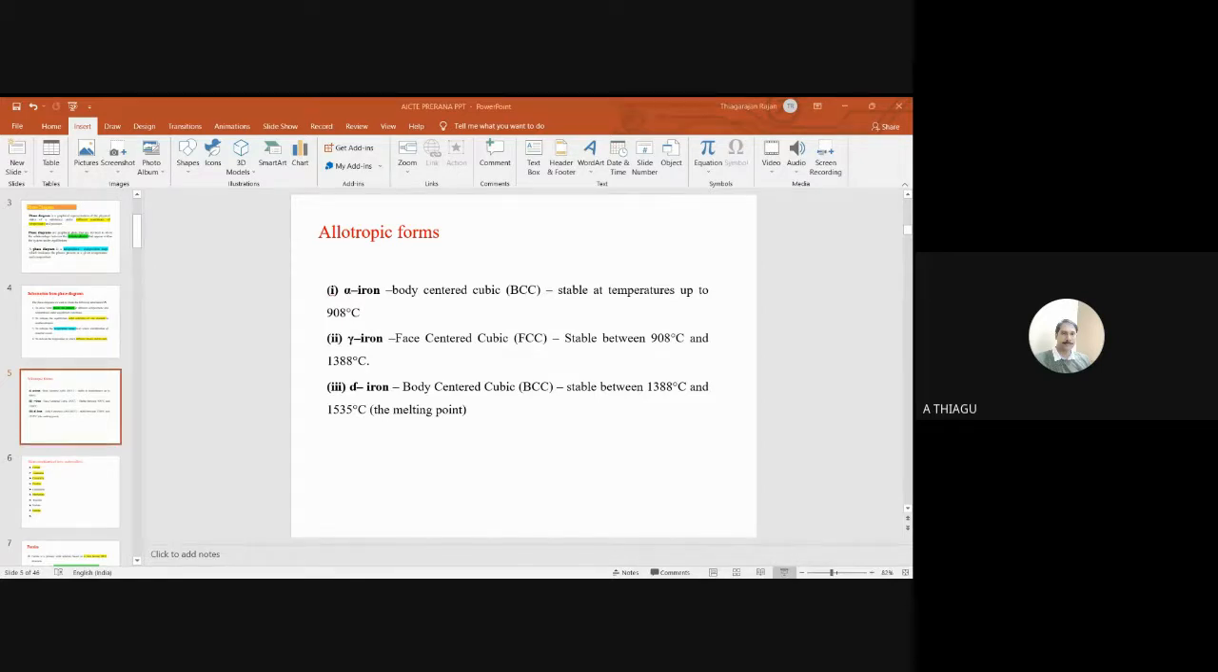Many alloys are produced based upon the peritectic reaction. Different compositions are obtained in this peritectic form of reaction only. Many examples are there. So SB, SN. SN stands for tin material.